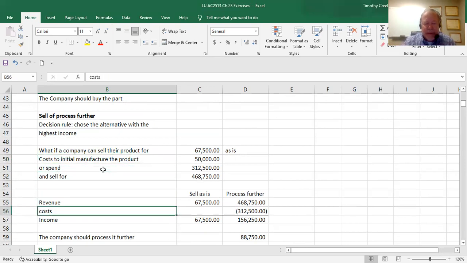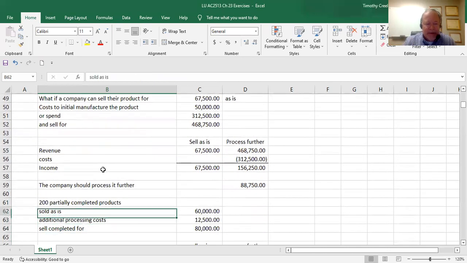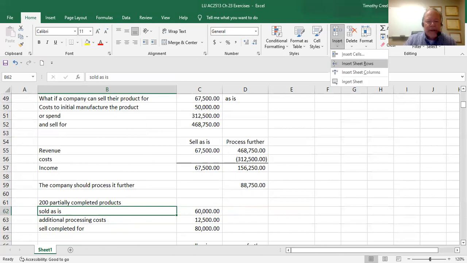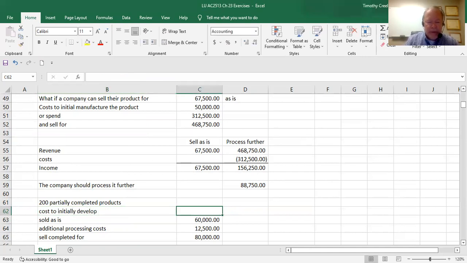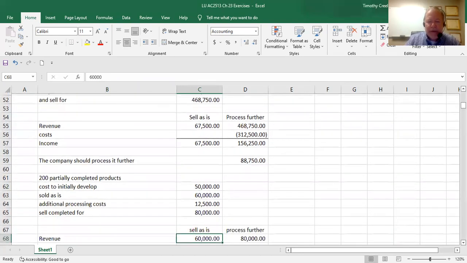Now, let's look at one more example. Let's say that a company has 200 partially completed jobs or products. They can sell as is for 60,000, and let's put in a line here for the cost to initially develop, which was 50,000. They can sell as is for 60,000, or they can spend an additional 12,500 and sell it for 80,000. So what is their best option? Sell as is or process further?